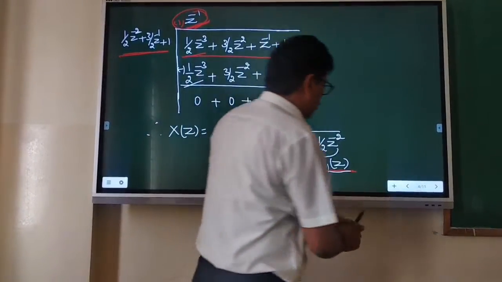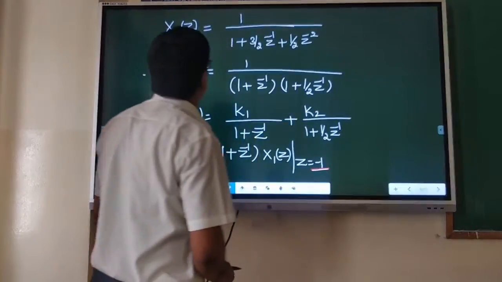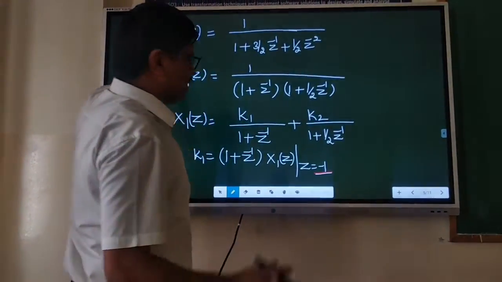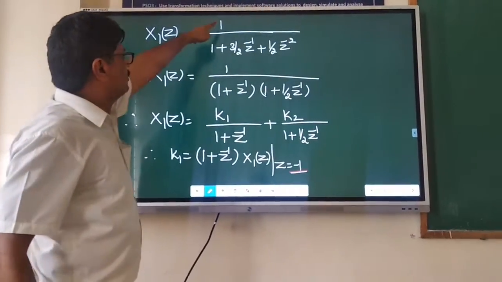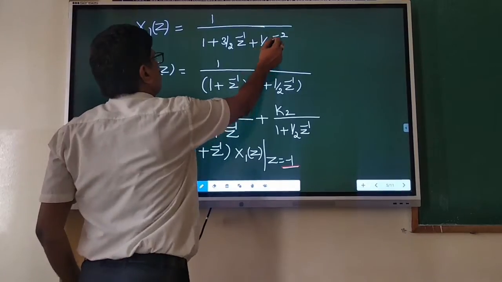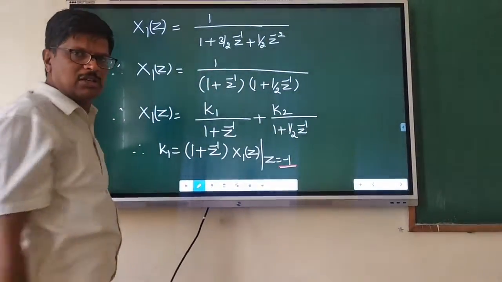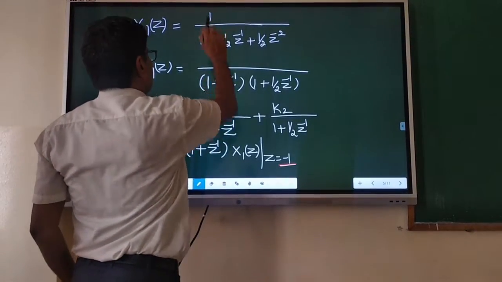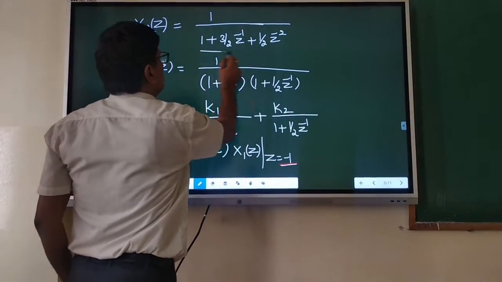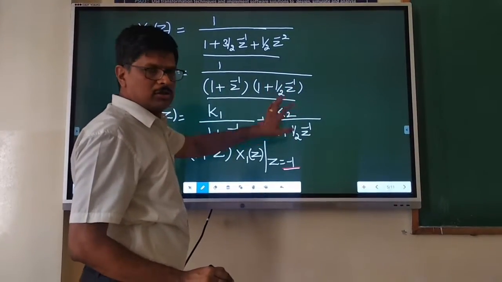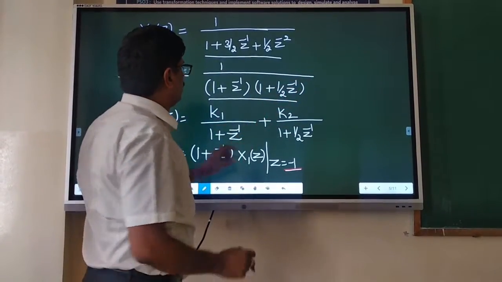Now take this one outside and calculate K1 and K2 like as usual. X1(z) is equal to 1 over 1 + 3/2 z^-1 + 1/2 z^-2. Then write partial fractions by the normal direct method. Neglect this numerator of 1, and write the denominator in terms of factorization: (1 + z^-1)(1 + 1/2 z^-1).